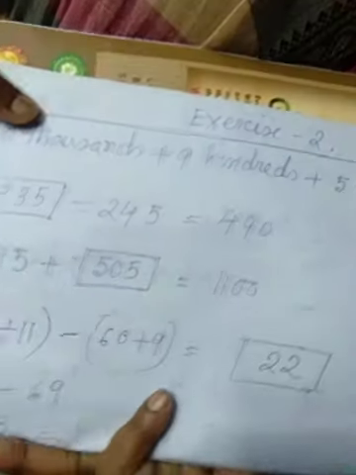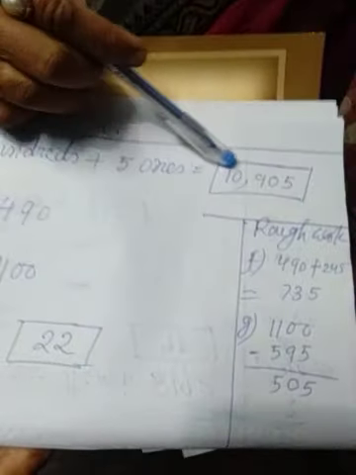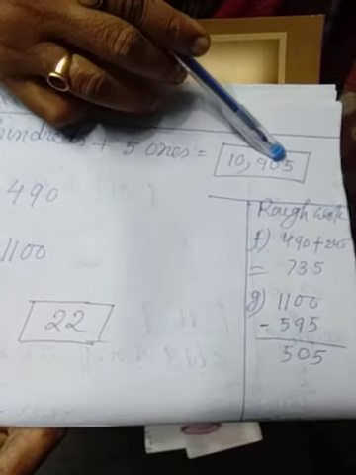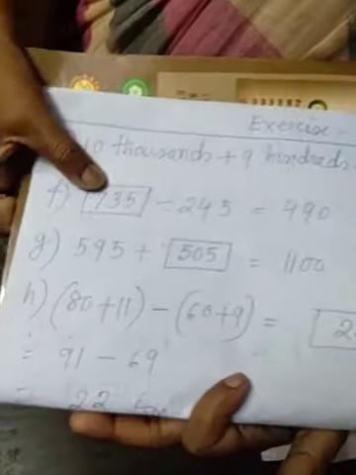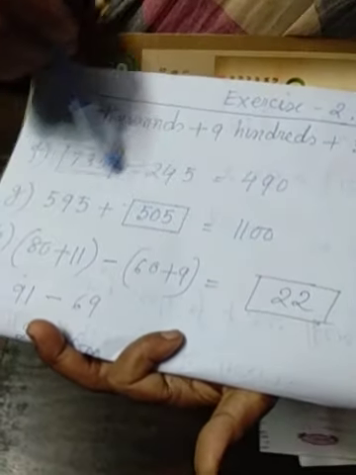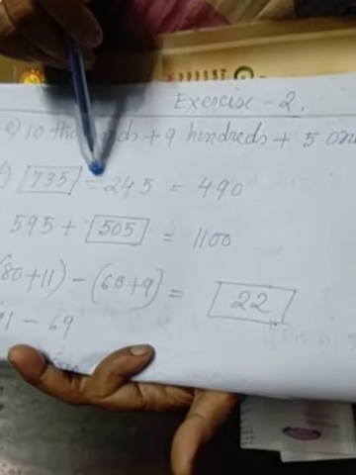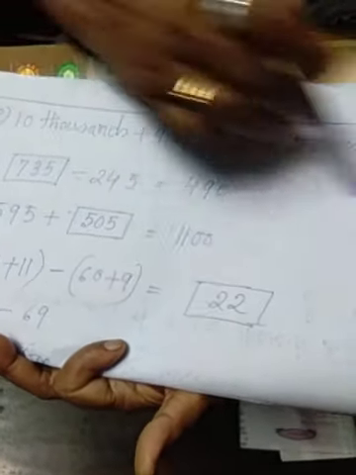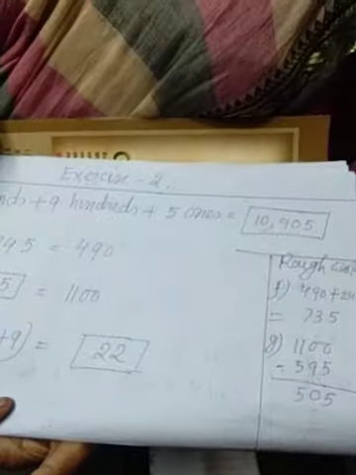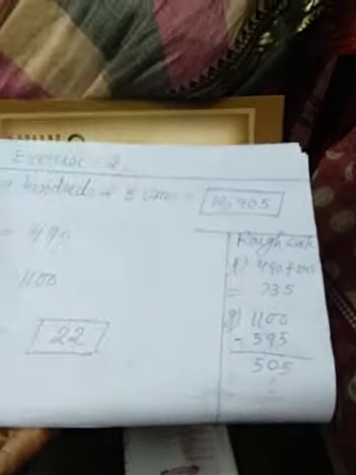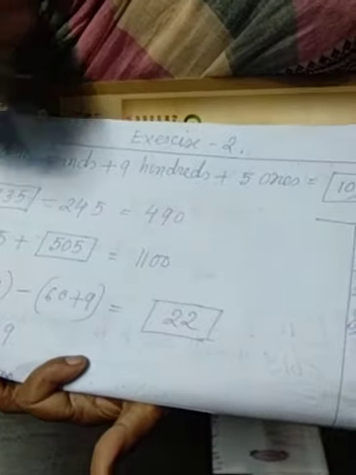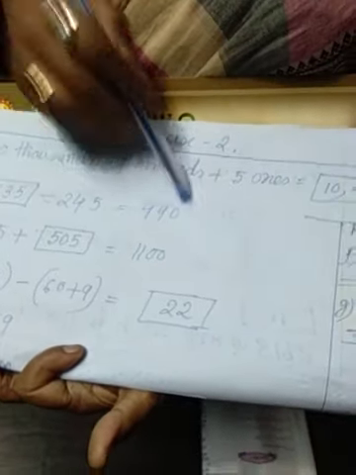E. 10,000 plus 900 plus 5 ones. That is 10,905. 5 ones. Okay. F. 735 minus blank box equals 245. So 490, minus becomes plus 245. So you subtract 245 from 735, and it will be 490.